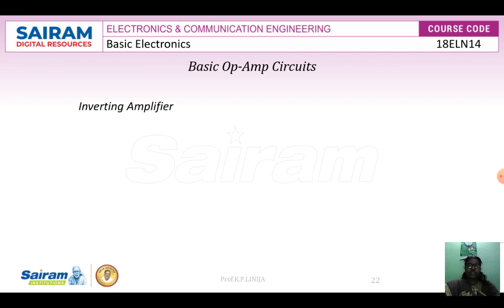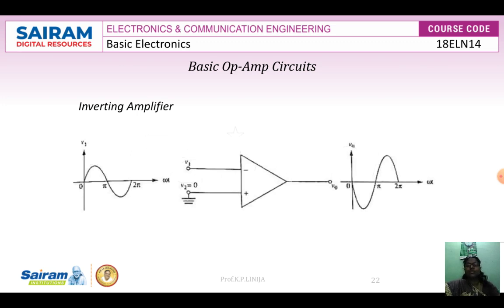This inverting amplifier is also known as an inverting operational amplifier or an inverting op amp. This is the type of operational amplifier circuit which will produce an output which is out of phase with respect to its input, that means a 180-degree phase shift will take place. And we should know how this inverting amplifier will work.